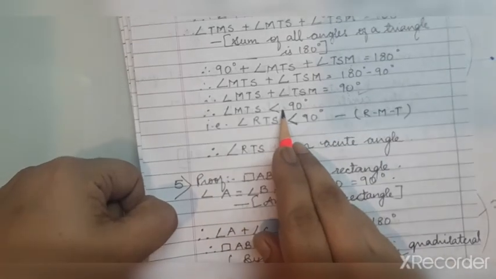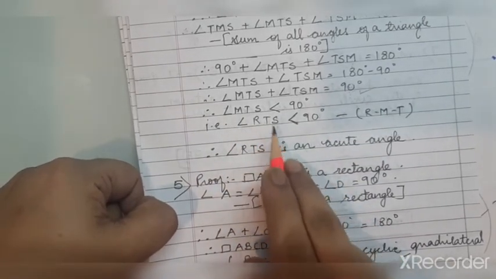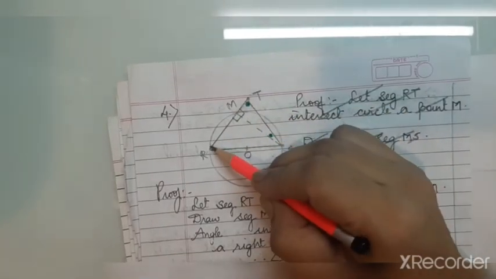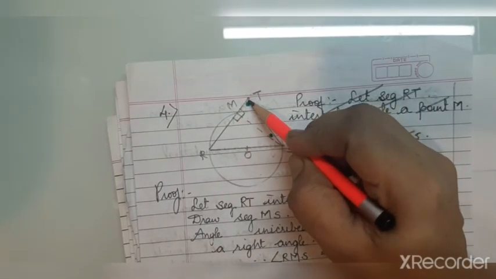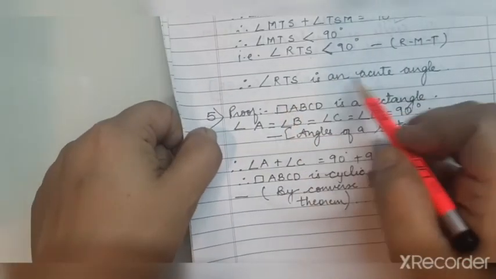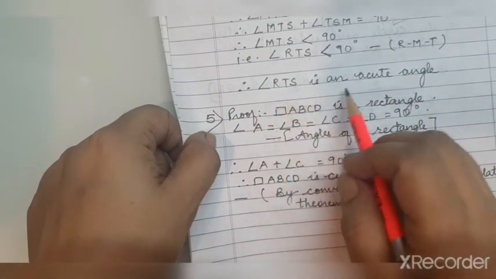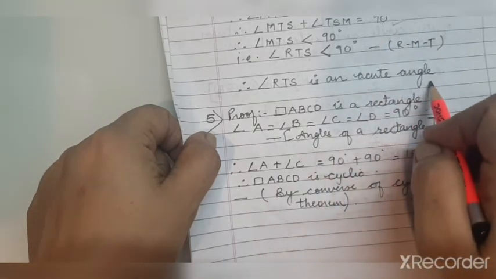So, MTS is less than 90 degrees. Now, MTS and RTS are the same angles, because of R-M-T betweenness, and that is what was asked to prove. Clear? Therefore, angle RTS is an acute angle.